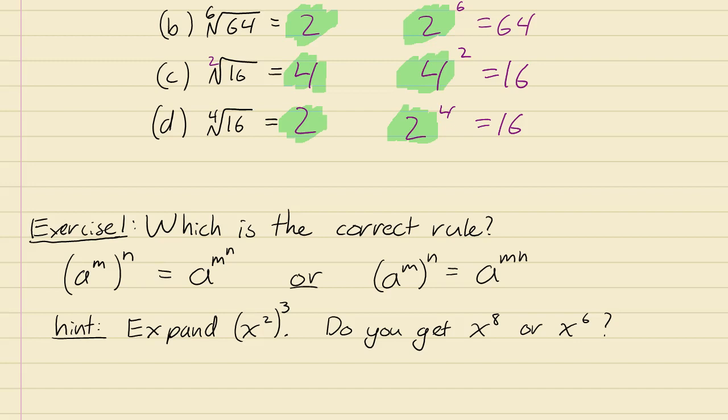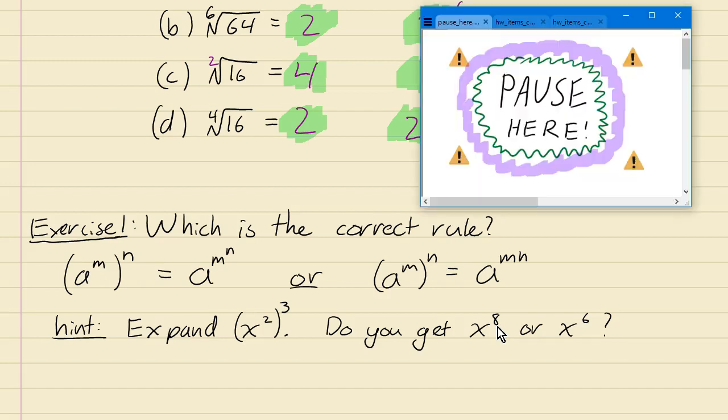So here's my favorite way: pick a number for m and a number for n, and actually expand this out. See what you get. Just using the fact that something squared, to the power 2, means just write x times x for that. And this whole thing to the power 3, write it multiplied by itself 3 times. And see, do you get x to the 8 or x to the 6th power? So let's pause it here, see what you get.